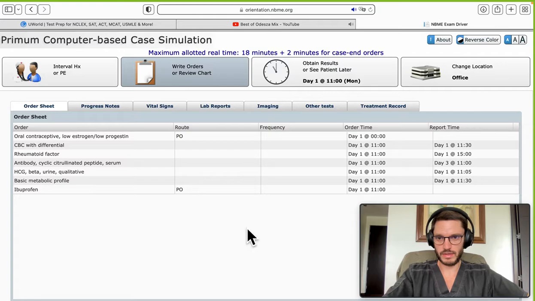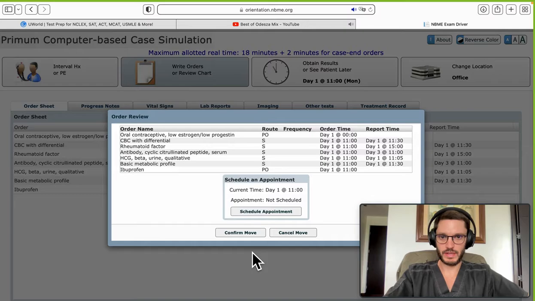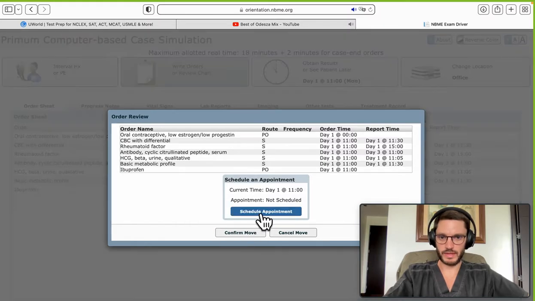Let's check it out. PO, day 1. Okay, let's see. And it won't harm her. She has no specific risk factors. Let's send her home and see her back later. We can see her in a couple days. Let's send her home. Let's see what happened. Change location. Schedule appointment. I like this.